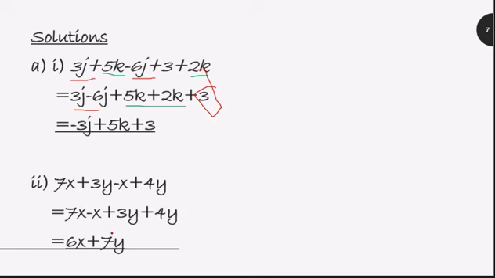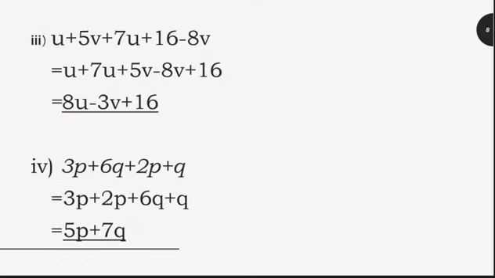Next, 7x plus 3y minus x plus 4y. The procedure is just the same. At the end of the day, you will get 6x plus 7y. Next, u plus 5v plus 7u plus 16 minus 8v.